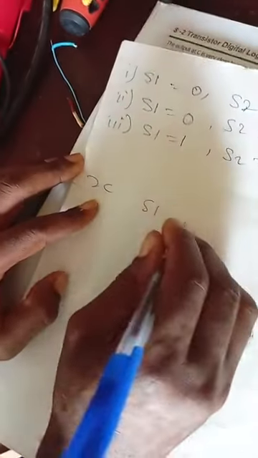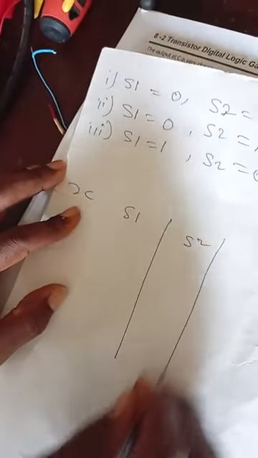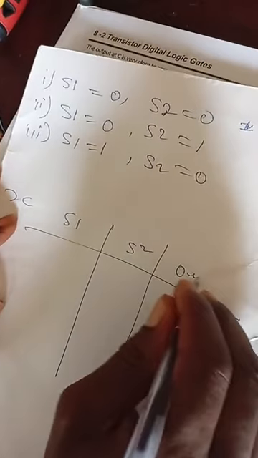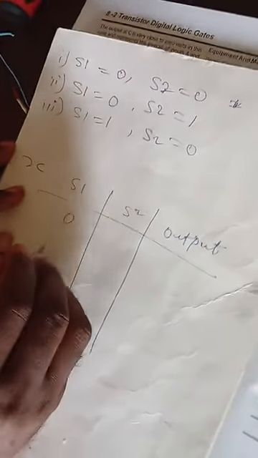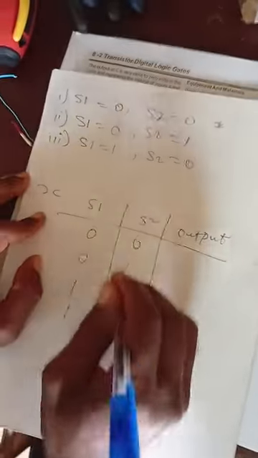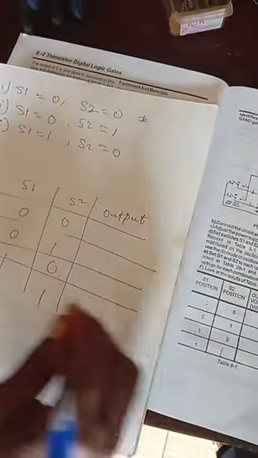So now say 2C, we're going to have switch 1, switch 2, then we are going to have our output. So we want to see maybe when we have 0, 0, 1, 1, 0, 1, 0, 1. Let's see what will be the output for each of them. We'll now see which one is on, which one is off when we put all this switch. That's what we have to do. Repeat the switch setting for this one.